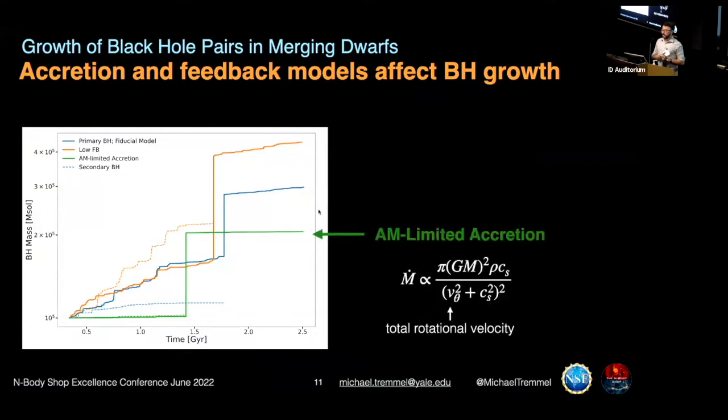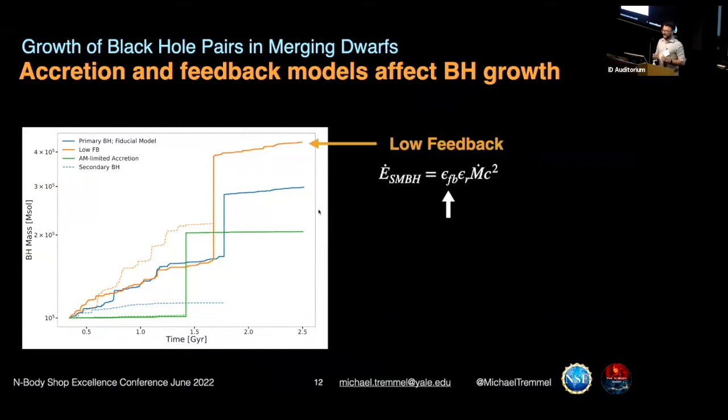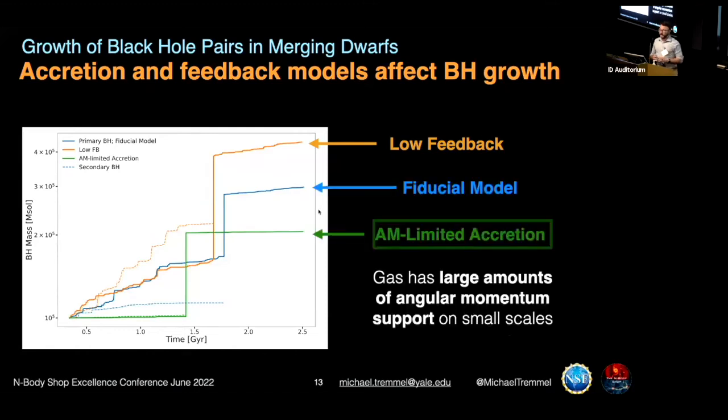In green, we have an addition of angular momentum limited accretion. So what we do is attempt to estimate the rotational support of gas around the black hole and decrease the accretion rate, accounting for that rotational support. This is also something we do in Romulus. And then finally, in this orange one, we have a version where we've dialed down the black hole feedback by a factor of 5. Again, that efficiency is how much energy the black hole is inputting into its environment. And so just from these 3 models, we can learn some interesting things already.